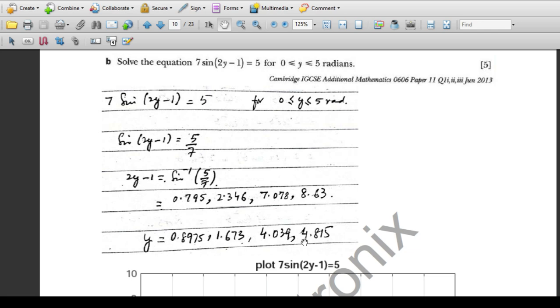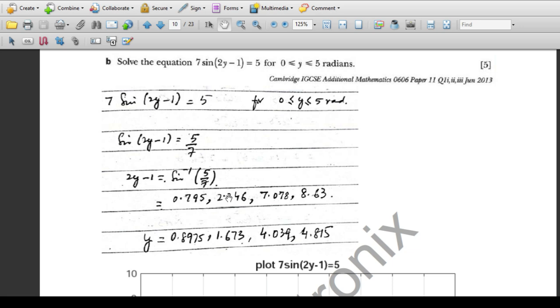Once we manipulate it in terms of y, because this is obtained in terms of 2y minus 1 and we have to obtain it in terms of y, we will manipulate it. So after obtaining these values, we will manipulate each value by adding 1 and dividing by 2.